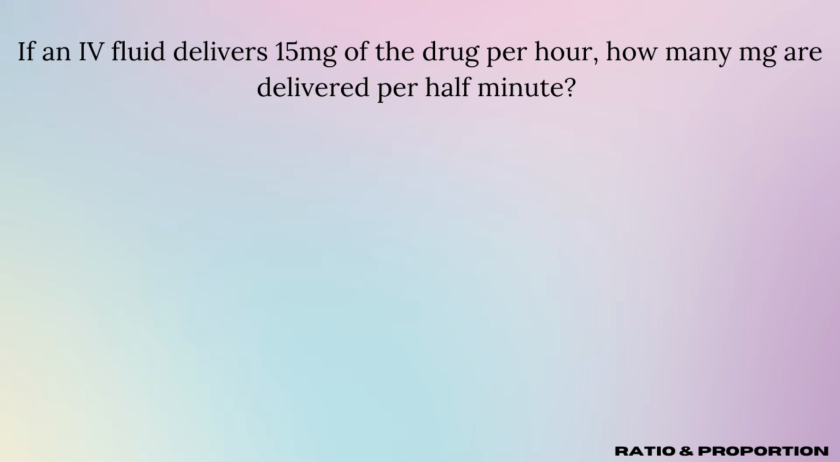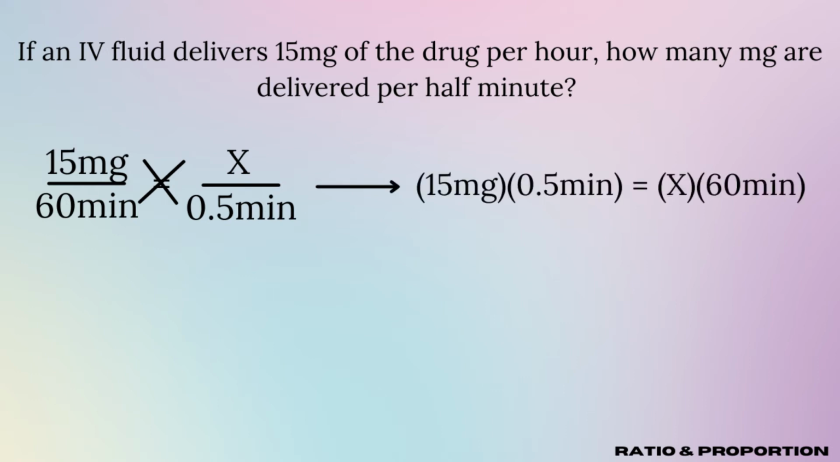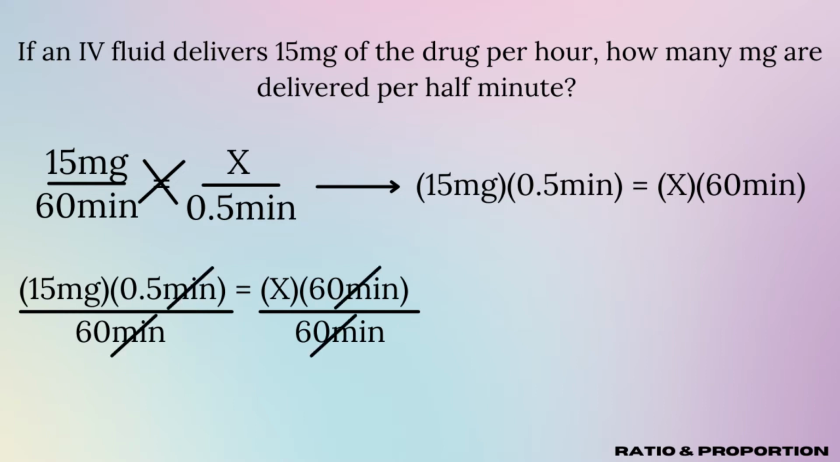Which is why, in writing these values, we have 15 milligrams per 60 minutes, and we are given also a value of half a minute that is equivalent to 0.5 minutes. Again, just multiply the extremes and means and we will have this equation on the right. Isolate the x by dividing both sides by 60 minutes. Therefore, we have an answer of 0.125 milligrams.